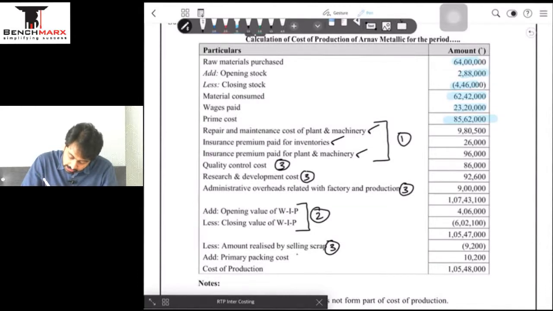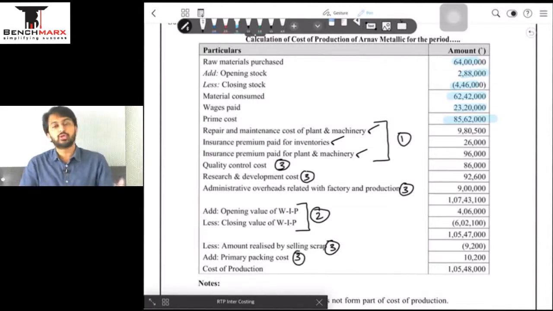I will also add the packing cost. All these things are going to come after my net factory cost. Frankly, if you change the order up or down, it will not make a difference in the final answer, but as per the format, you have to adjust all these costs after factory cost as per the new format given in the study material, and we will stick to that format of the study mat. After adjusting all this, we will actually get the cost of production.